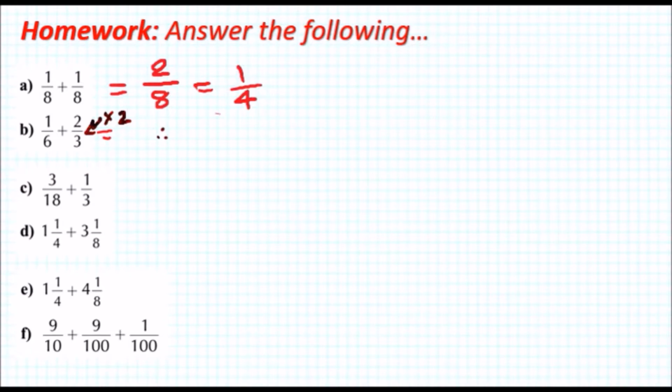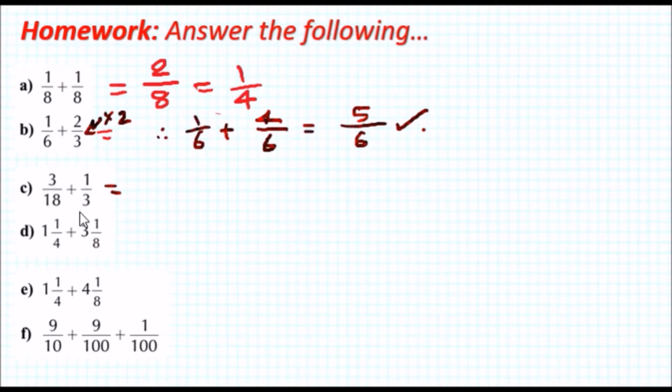So what is our total fraction now? We're going to have 1 over 6 plus, and the second fraction will be raised to 4 over 6. So up and down by 2. And now we can add normally. So 1 plus 4 is 5 over 6. Easy. So let's try part C.